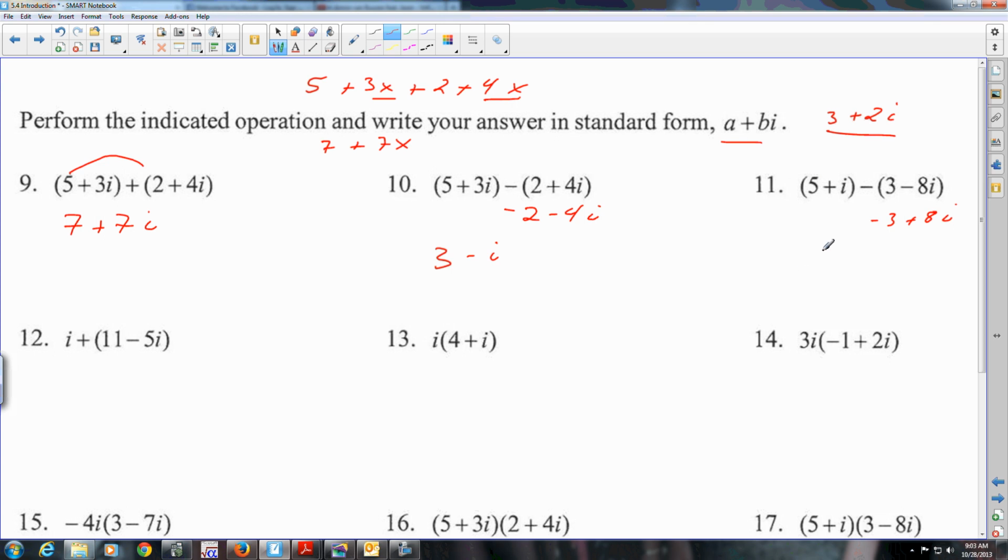So there's 5 minus 3 is 2. i plus 8i is 9i. Then 11 minus 5i. So we have 11 minus 4i is the answer.